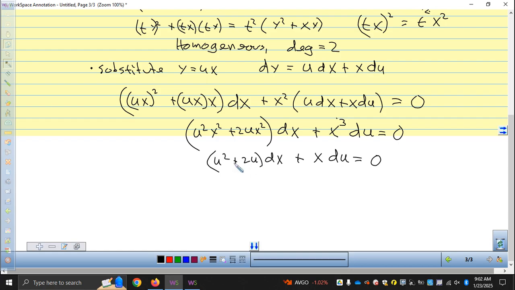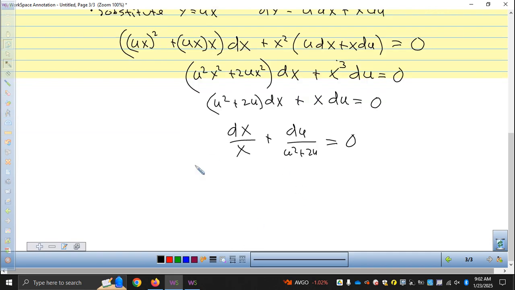Well, this is just a function of u, and this is just a function of x, so I can separate the variables. And I get dx over x plus du over u squared plus 2u equals 0. We could just integrate now, term by term. That would be fine. I chose to rewrite this as dx over x equals negative du over u squared plus 2u.